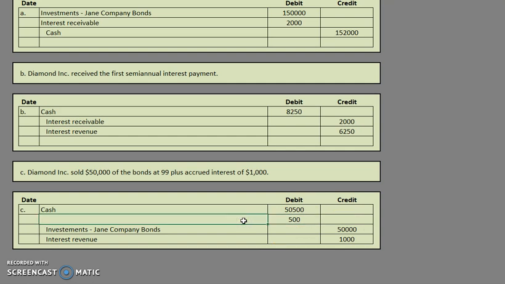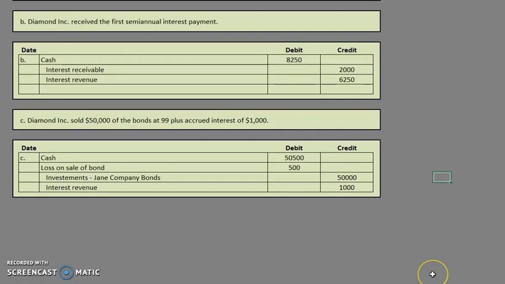Now for this plug account, like other investment transactions, when we finally decide to sell the investment, this is going to be a gain or a loss. If it's a debit plug, it's a loss. If it's a credit plug, it's a gain. In this case, since we have a debit plug, it will be a loss. So loss on sale of bond, debit for 500. And our journal entry is now complete.